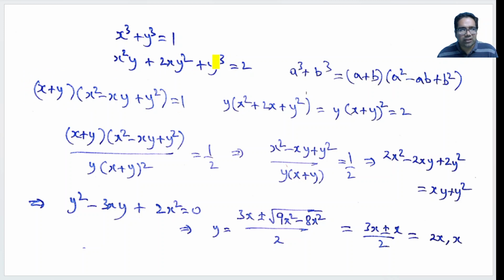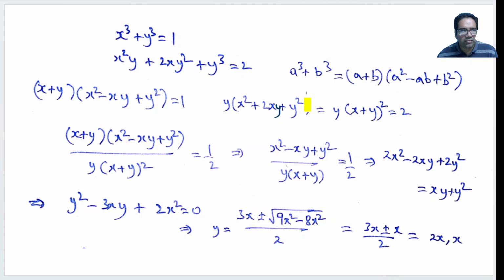Similarly, let's take y common out of the second equation. Then y times (x square plus 2xy plus y square). If you take y common, then this term is actually equal to x plus y whole square, of the form a plus b whole square. So y times (x plus y) whole square equals 2. That is the second equation.